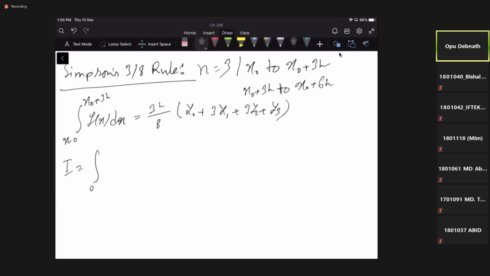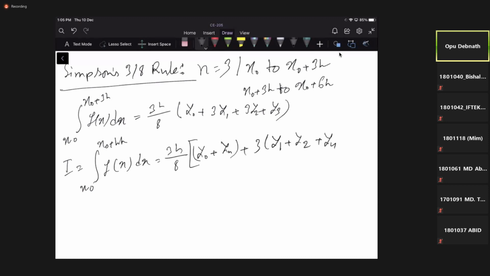So if you take the total integration from x0 to x0 plus nh of f of x dx, this will give you 3 by 8 of h times y0 plus yn, plus 3 of y1 plus y2 plus y4 plus y5 plus y7 up to yn minus 1, and plus 2 of y3 plus y6 plus y9 up to yn minus 3. So you need to remember this equation.